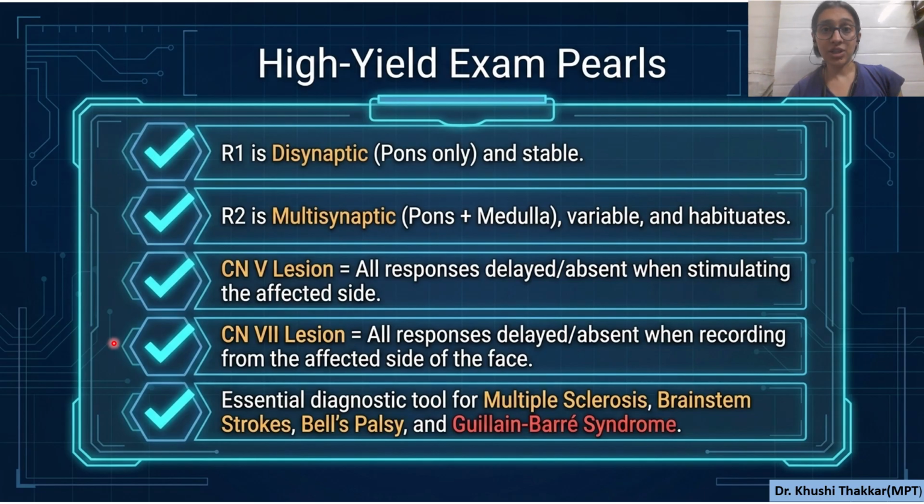Cranial nerve 7 lesion, that is, the efferent output is affected. Then all the responses are delayed or absent when recording the affected side of the face, because that is the output. Essential diagnostic tools for multiple sclerosis, brainstem strokes, Bell's palsy, and GBS is your blink reflex.